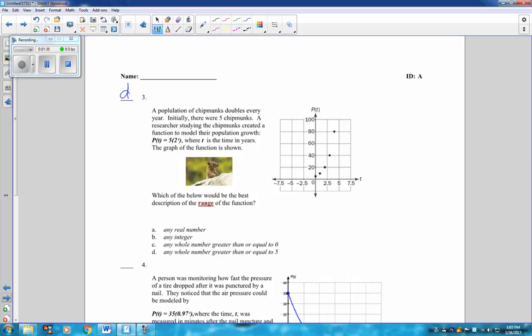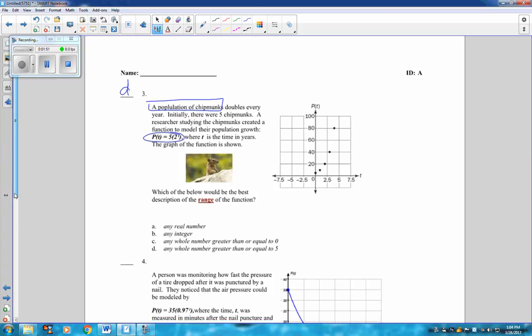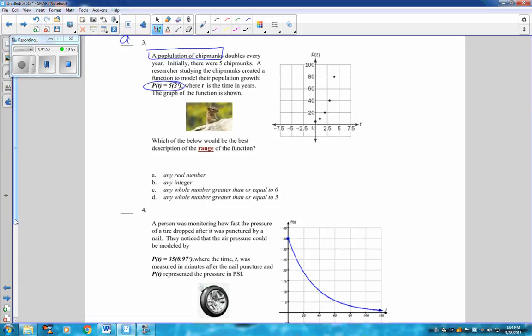Okay, hopefully you've already read the problem. So here is the equation, and here are some points that are plotted. It says which would be the best description of the range of the function. We are talking about a population of chipmunks. So any real number would not be correct because that would include fractions, and you can't have part of a chipmunk. Real numbers also include negative numbers, which you can't have negative chipmunks. An integer, that would include negative numbers, so you can't have negative chipmunks.